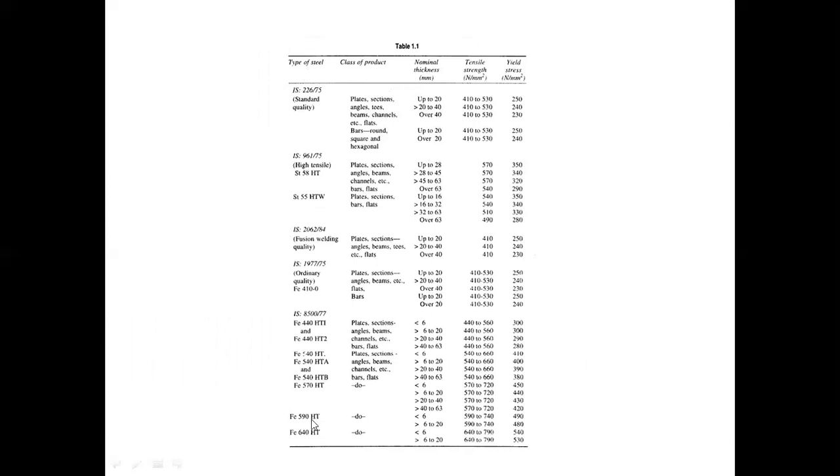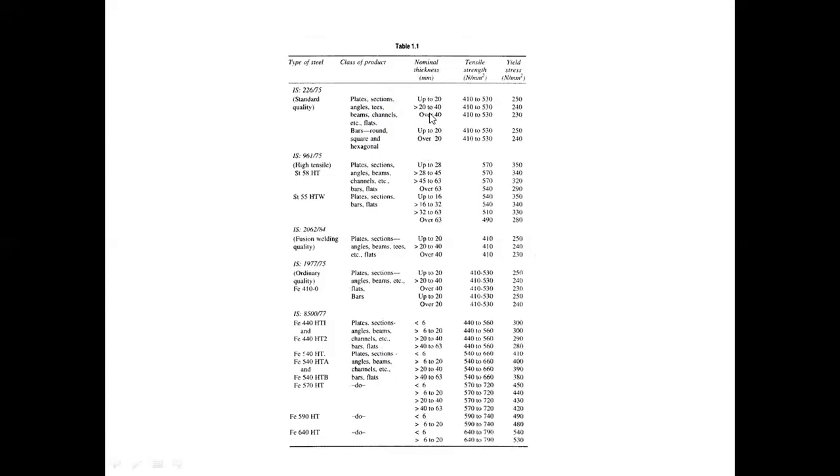In this column, they have given various types of steel sections. They have designations with tensile strengths of 440, 540, 570, 590, and up to 640. Here they have the thickness. The class of product is given, meaning where they can be used, what their orientation is, and what form they are in. There may be plate sections, angles, T's, beams, channels. So in these forms they are used.